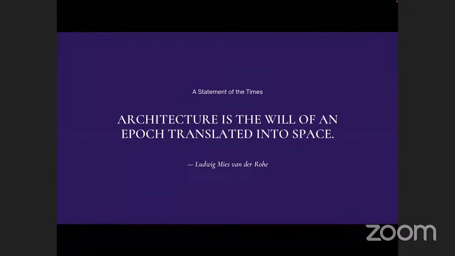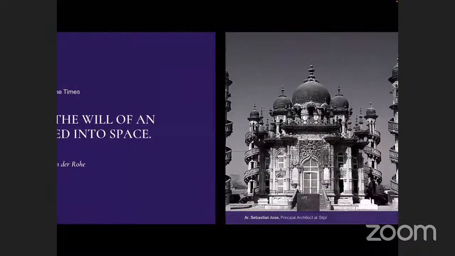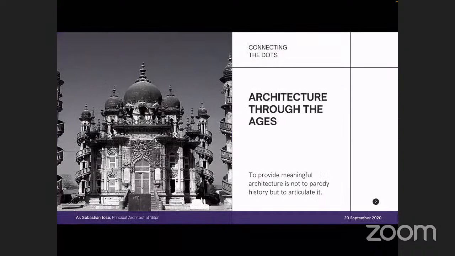The famous architect of the modern era, Ludwig Mies van der Rohe, one of the four great masters of modern architecture, said, architecture is the will of an epoch translated into space. Roughly meaning you need to design for the present. Each architect tries to do what is relevant for the present. So just to put everyone in context, I'm starting with how architecture has evolved over the ages.